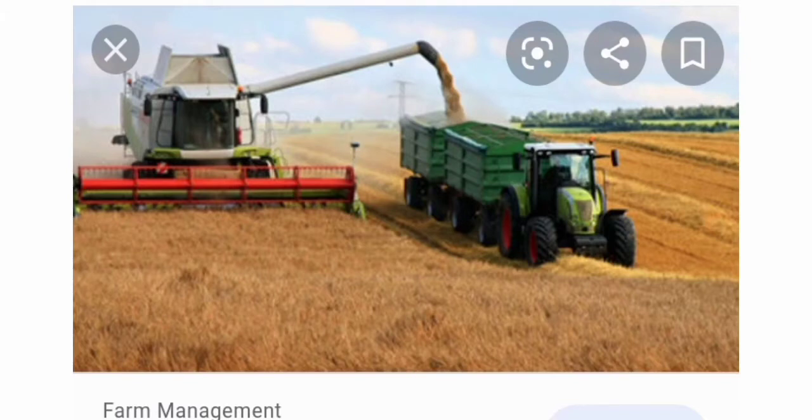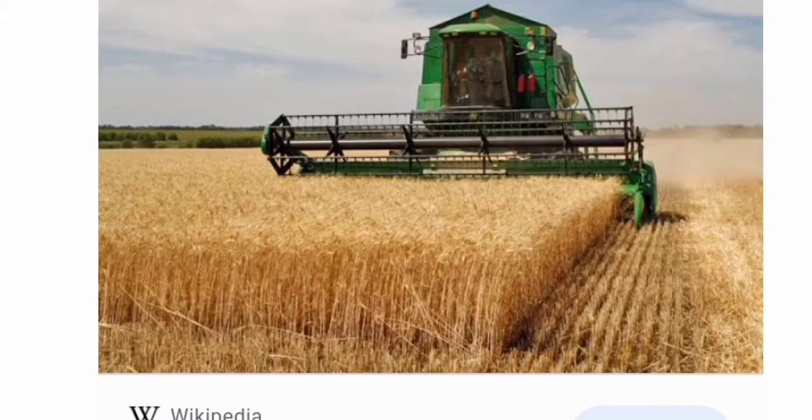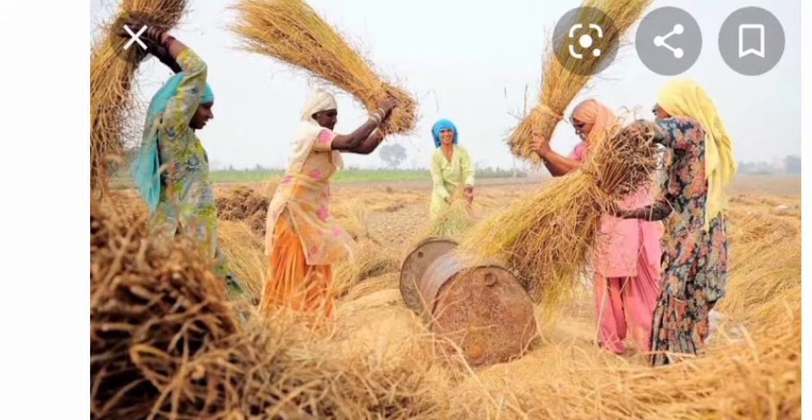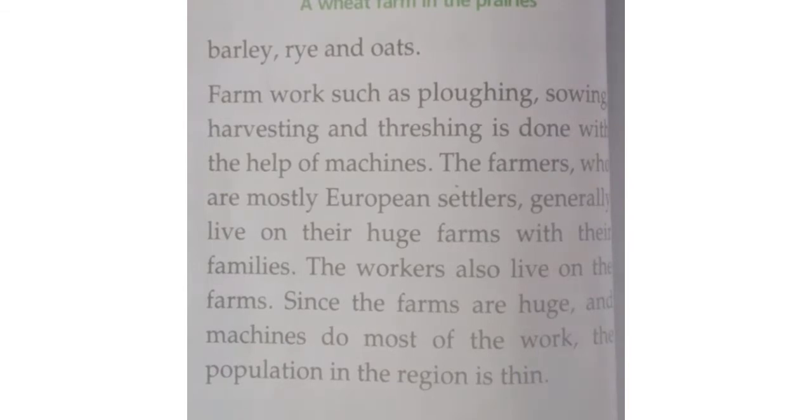You all know what harvesting is, right, children? I hope you have all seen harvesting. They harvest the crops with the help of machines. This is also a harvesting picture. After harvesting they do the threshing, which is also done with the help of machines. So the farm work such as plotting, sowing, harvesting and threshing is all done with the help of machines. Human power is used only a little.